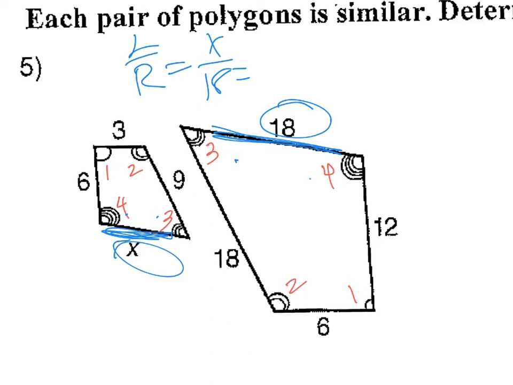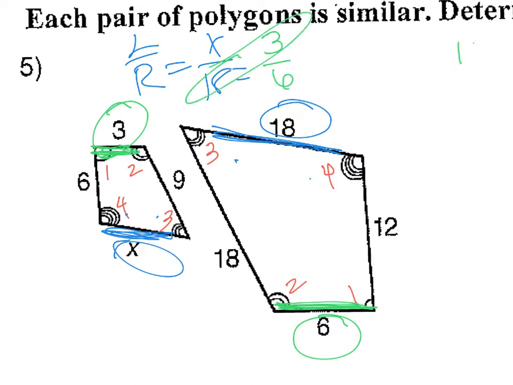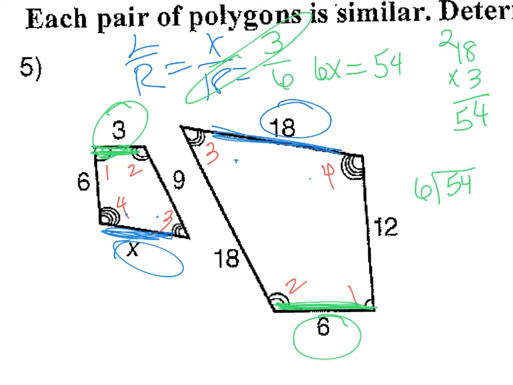And then I'm going to pick one more just so I can set up a proportion so I can solve for this. So I'm going to say between angle 1 and 2, since it's a small number, 3. So let's look at our bigger image. Between 1 and 2 over here is 6. So 3 over 6. So let's cross multiply. 18 times 3 gives me 54. And then 6 times x just gives me 6x. So 54 divided by 6. That is 9, so x equals 9.